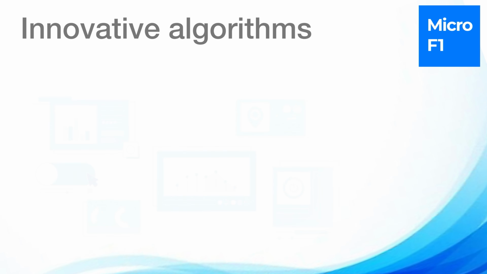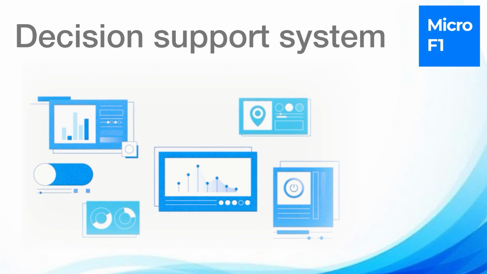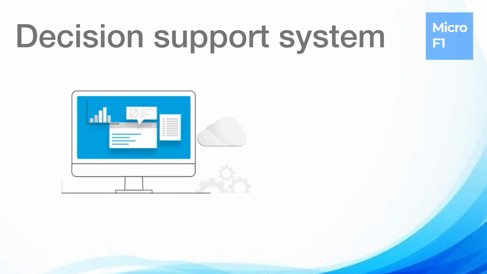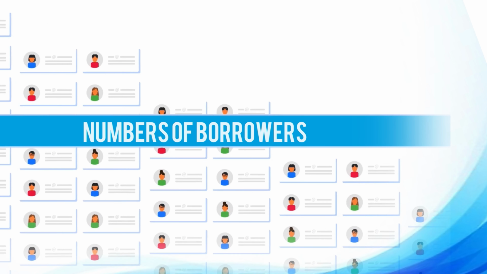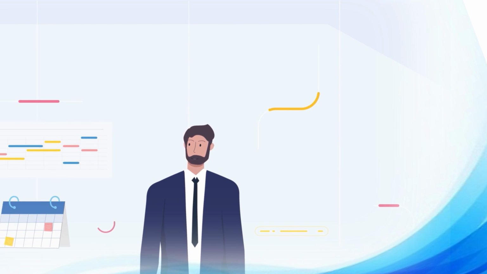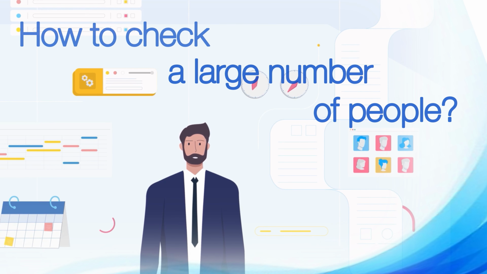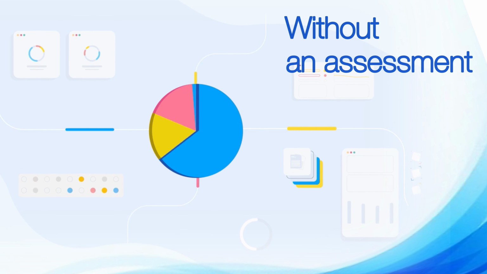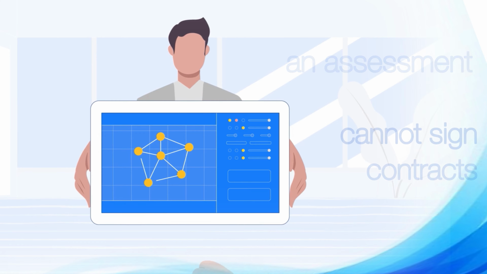And now, we're going to show you how MicroF1's innovative algorithms and decision support system methods can change your lending business so that your profits only increase. If your lending business has gone online, the number of borrowers will grow. Then the question arises, how to check a large number of people? Indeed, without an assessment, the system cannot proceed to the stage of signing contracts on both sides.